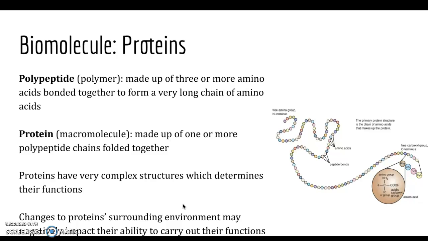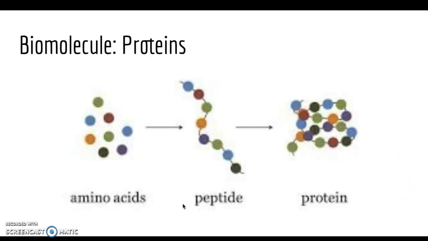If you change the structure or if you change the surrounding of the protein, you may negatively impact the structure of the protein and make it impossible for the protein to carry out its function. So really, if you change, for example, the amount of salt in the environment of the protein, that could make the protein non-functional and it will no longer carry out its job. Here is a photo that just shows the monomer, polymer, and macromolecule in a simplified form for proteins.